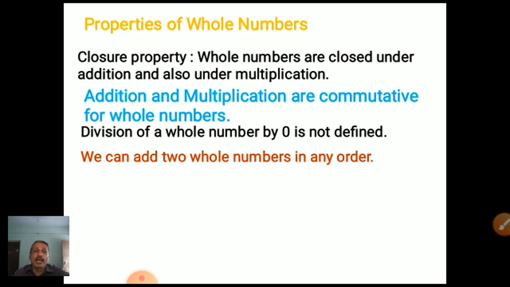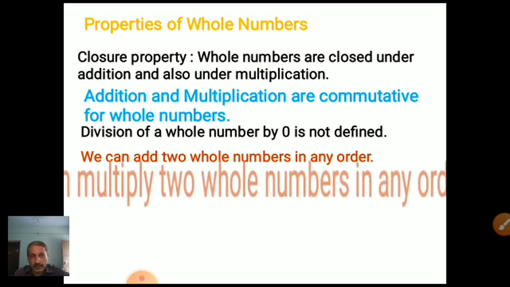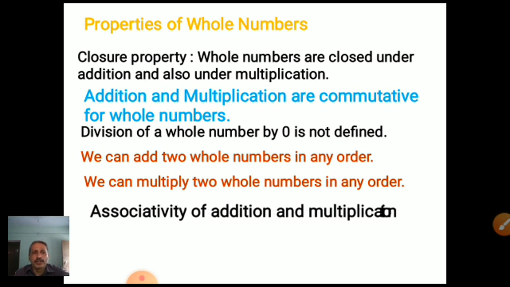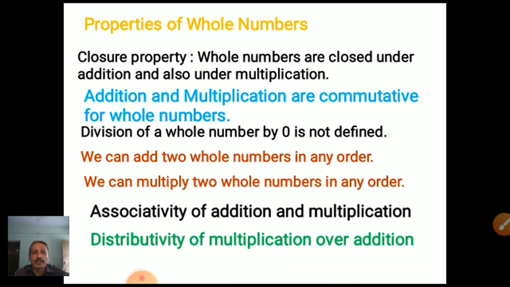We can add two whole numbers in any order. 3 plus 5 is equal to 8, or 5 plus 3 is also equal to 8. We will see in detail afterwards. We can multiply two whole numbers in any order. 3 5s are 15 and 5 3s are also 15. Associativity of addition and multiplication. We can say distributivity of multiplication over addition. These are the properties of whole numbers.